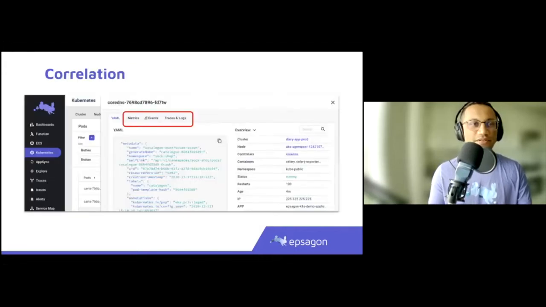As I had mentioned before, the correlation between metrics and logs was missing in the traditional approach. With distributed tracing, you can actually correlate metrics and logs together. So you get contextual logs along with the metrics that are relevant to that particular issue.